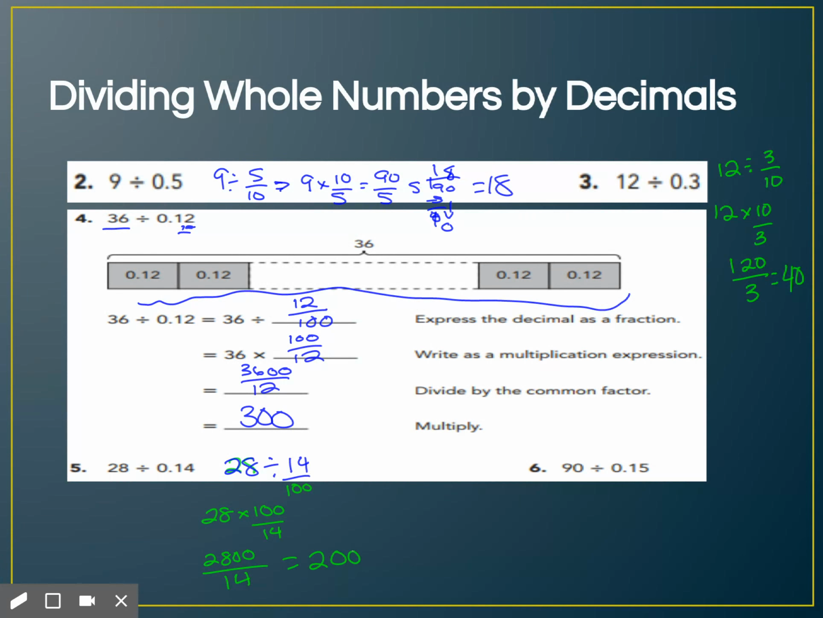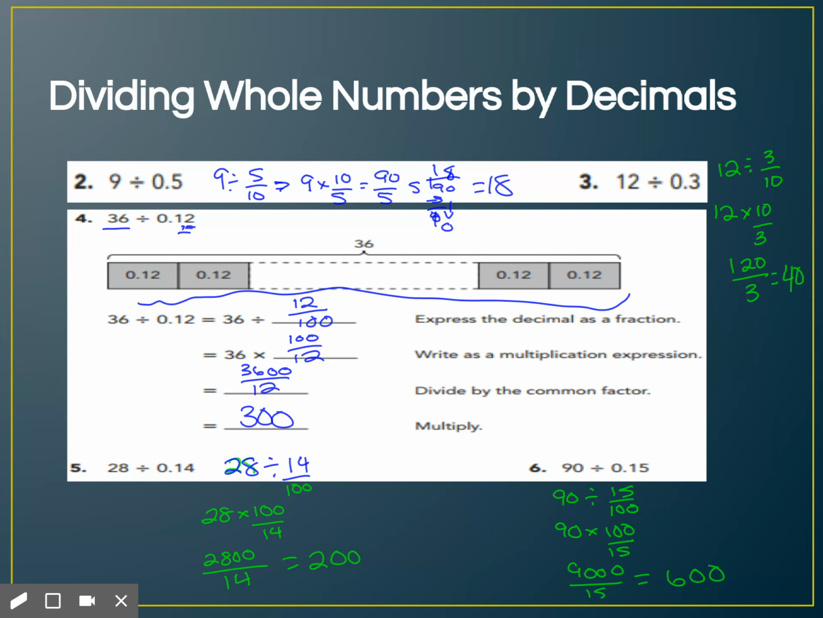90 divided by 15 hundredths would be 90 times 100 over 15. So that equals 9,000 divided by 15. 90 divided by 15 is 6. And then I just add my 2 zeros, 600.